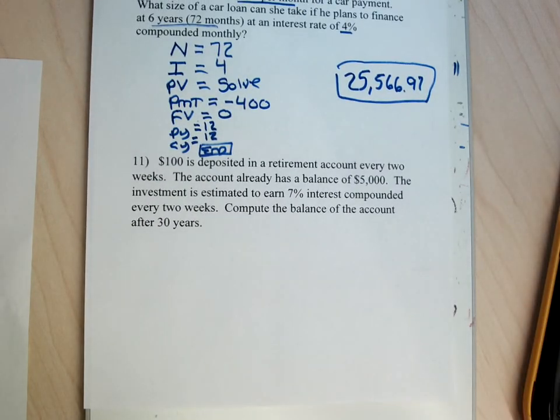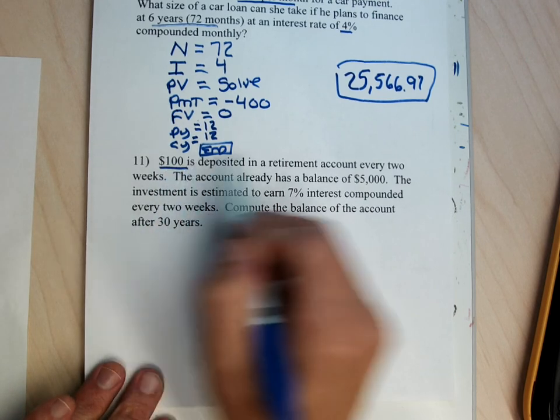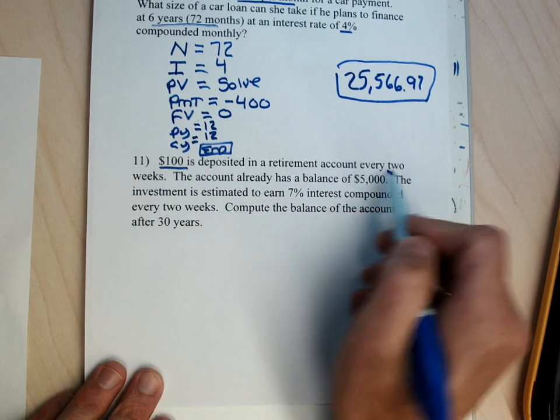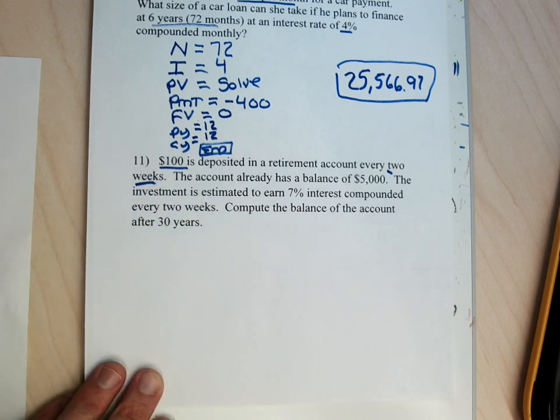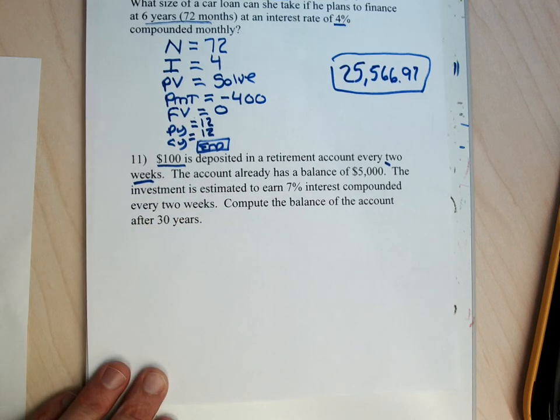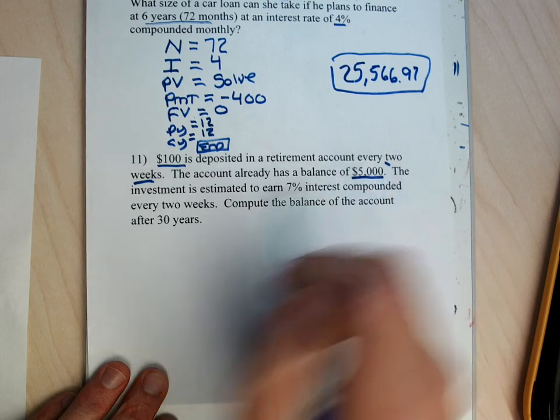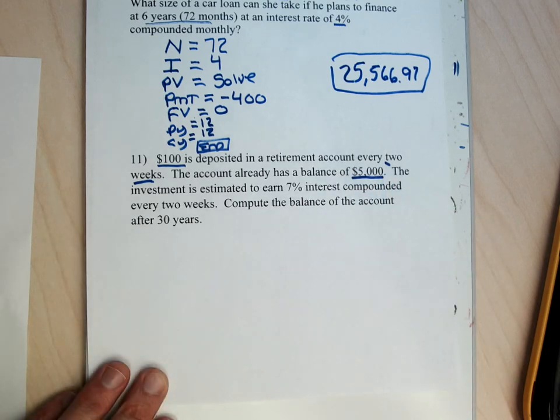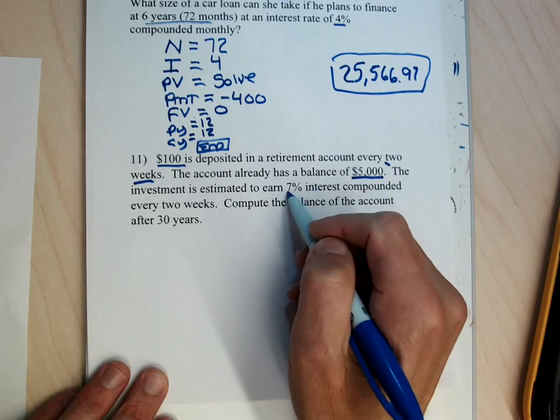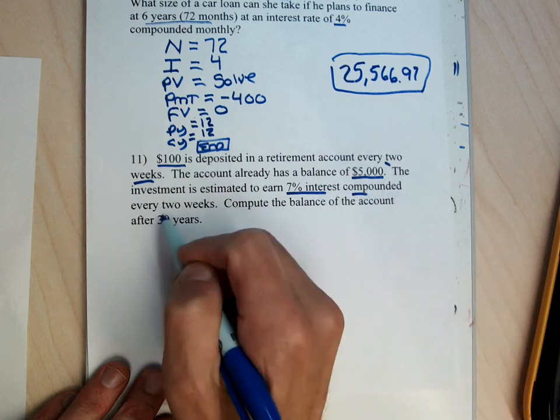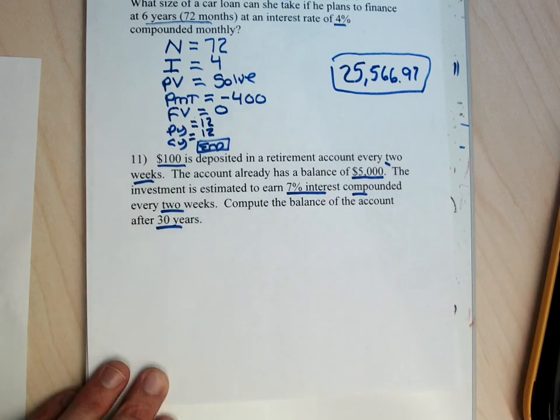Question 11 is dealing with somebody that's saving up for retirement. They're putting $100 in an account every 2 weeks. Probably every time they get paid, they're having $100 taken out of their paycheck. The account already has $5,000 in it. The investment's going to get 7% interest compounded every 2 weeks. Compute the balance in 30 years.